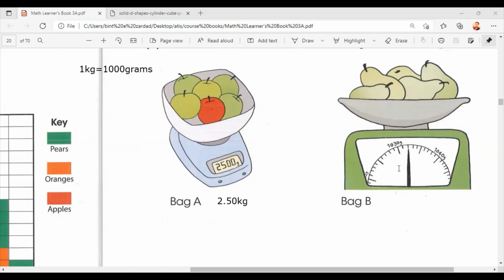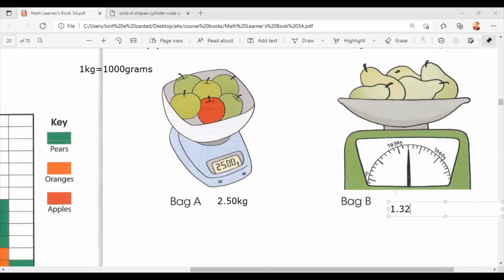This is bag B. This is 1030, and we need to count it. If this is 40, this is 30. It means each bar represents 1. So this is 30, 31, 32. So 1032 here. 1032 grams equals 1 kg and 32 grams. I write it like this: 1 kg 32 grams.